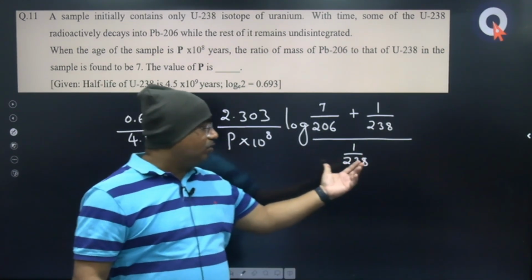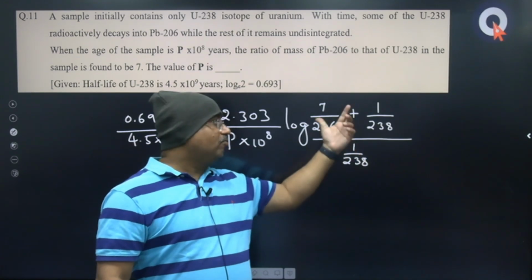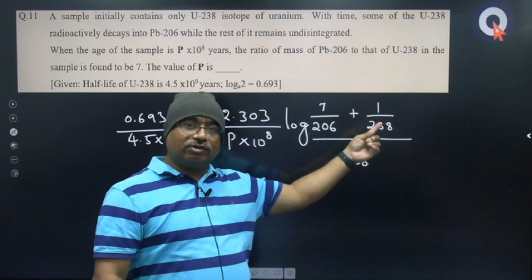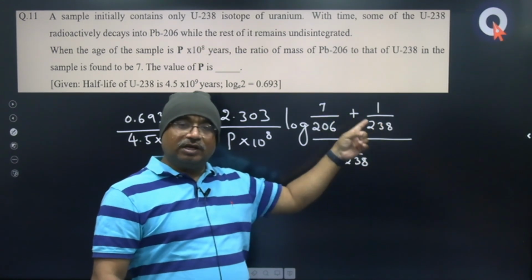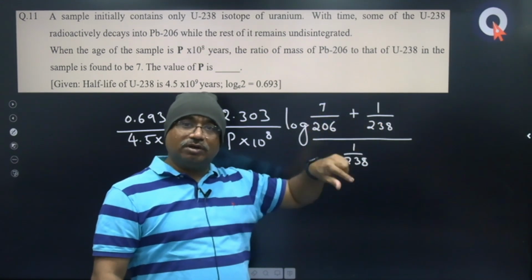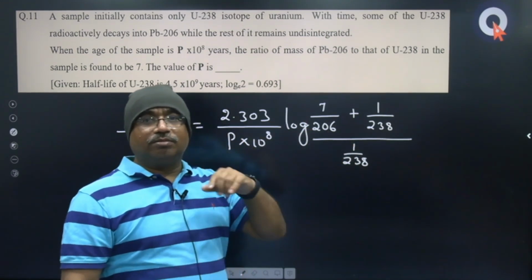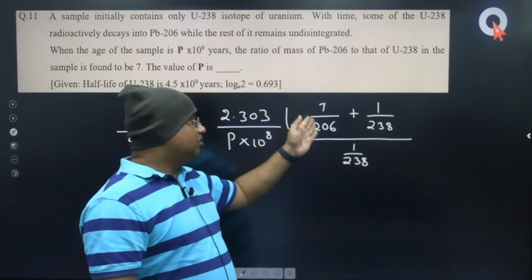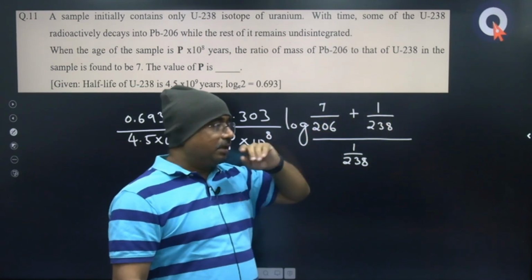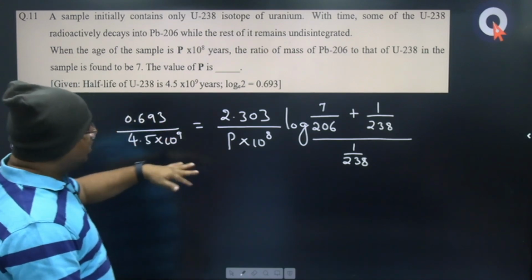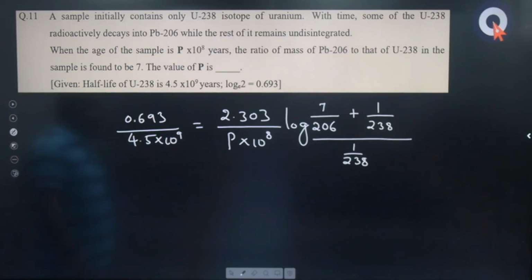So the number of moles of uranium initially present will be nothing but the number of moles of uranium which is left plus the number of moles of lead which is formed, which is also forming from the uranium only. So the total number of moles of uranium will be moles of lead plus moles of uranium left, divided by uranium which is left. If you solve it, you will get some value of P. Direct application, but only basic calculations exist.